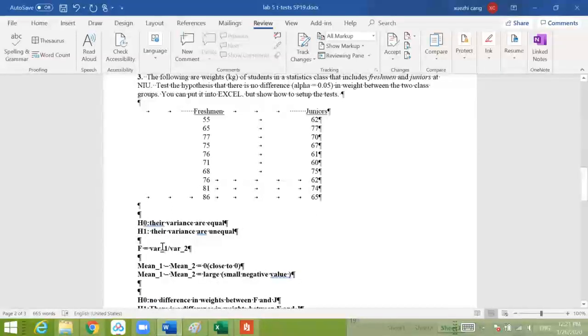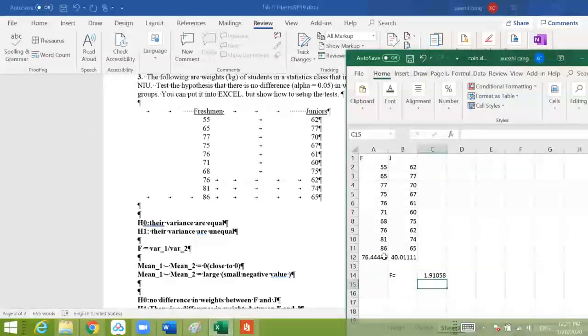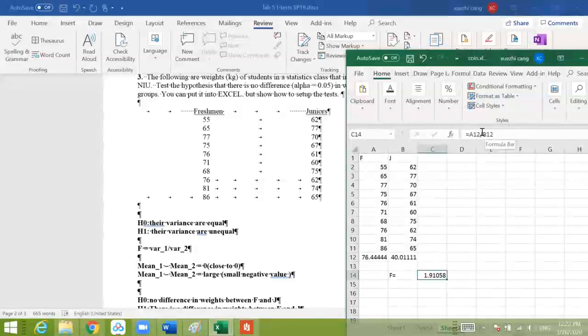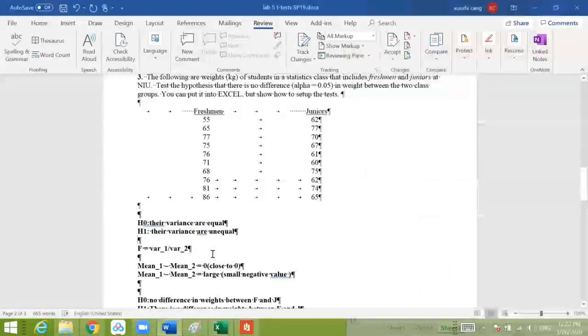To calculate variance 1 and variance 2, you can just put your data in Excel and then use the function in Excel to calculate the variance. Then you can calculate the F-score. You just use the large variance divided by the small variance. So here we can see the F-score is 1.92.